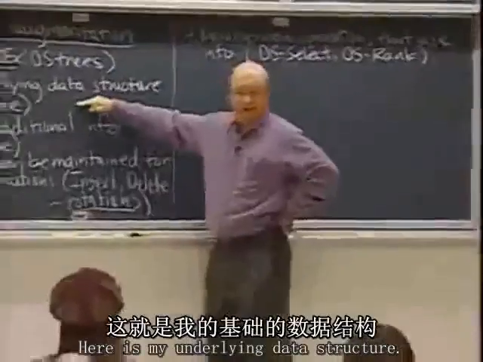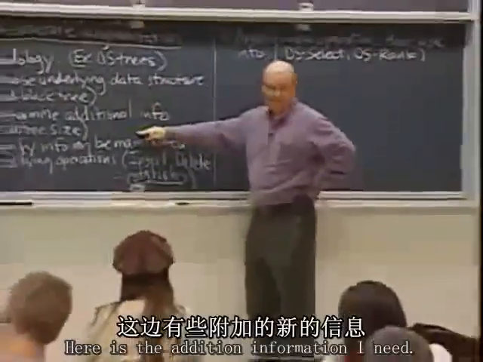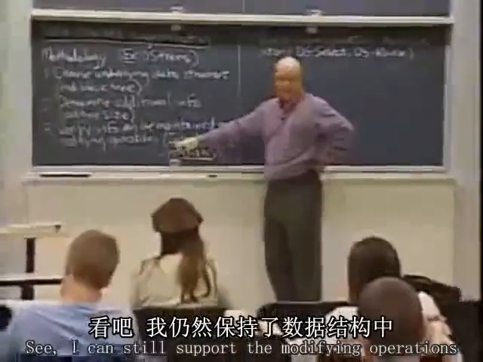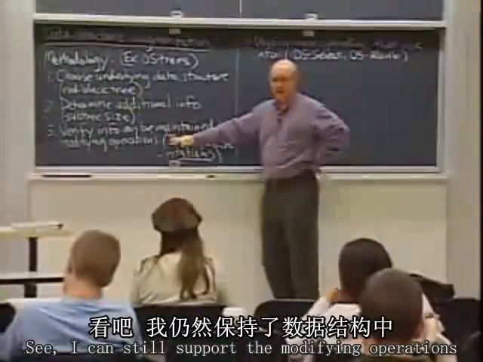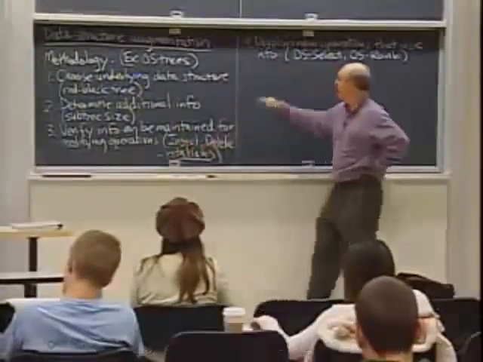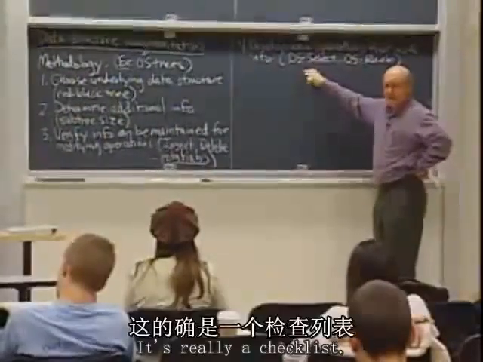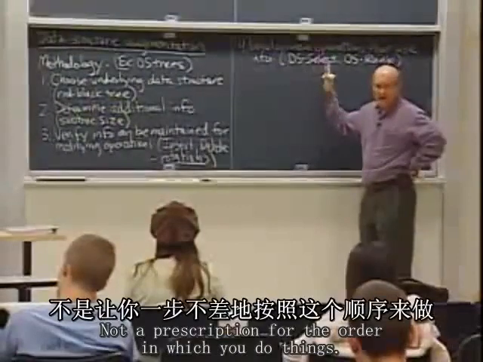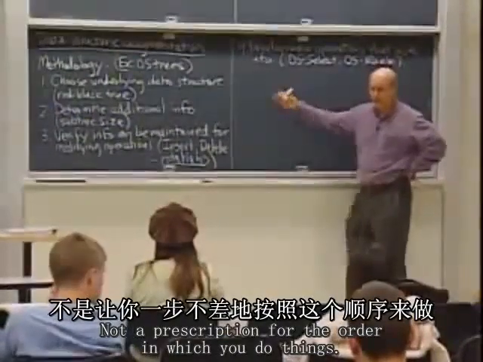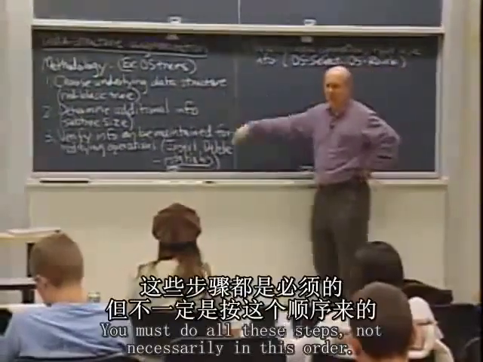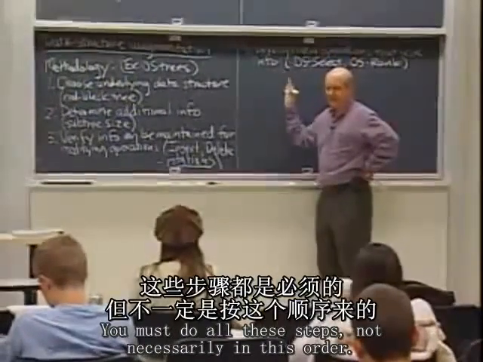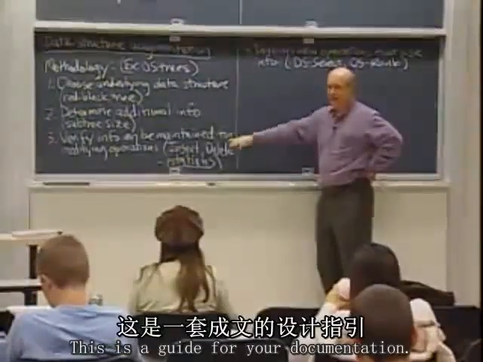Say, here's my underlying data structure. Here's the additional information I need. See, I can still support the modifying operations that the data structure used to have, and now here are my new operations, and see what those are. So it's really a checklist, not a prescription for the order in which you do things. You must do all these steps, not necessarily in this order. Okay, so this is a guide for your documentation.